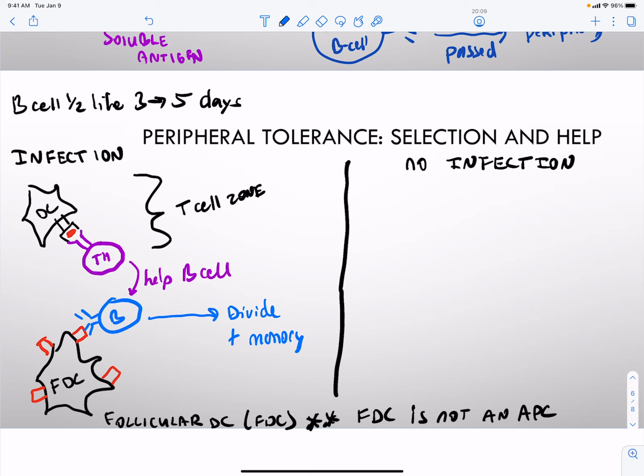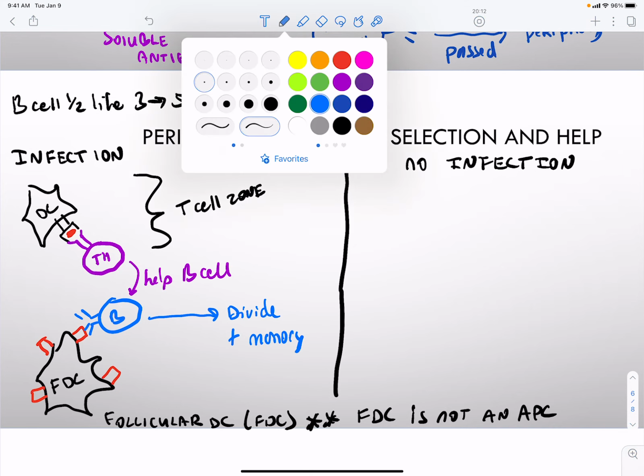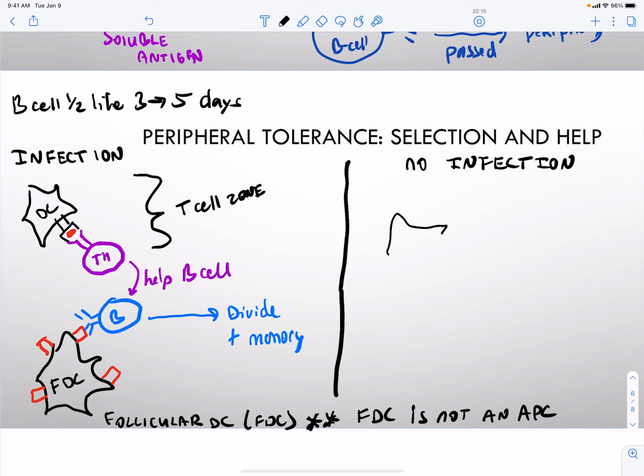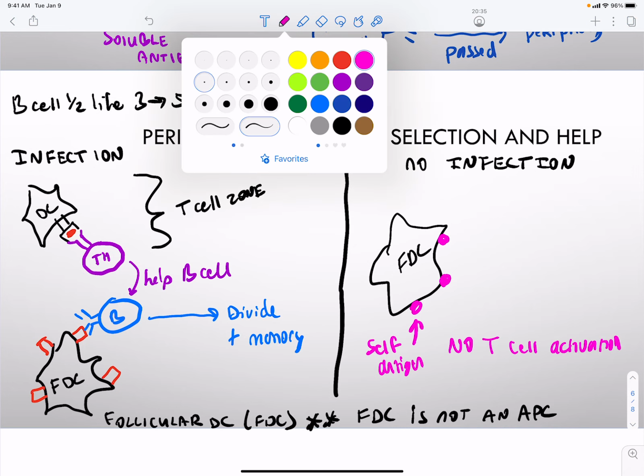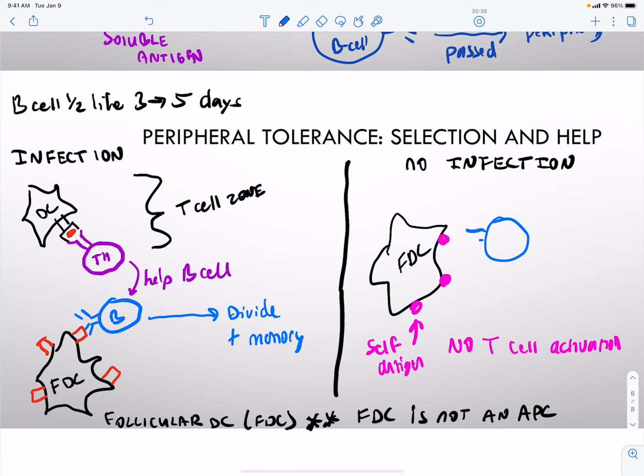Now, on your no infection side, you'll basically have your follicular dendritic cell. So here's your FDC. It will be expressing some sort of self-antigen. And in this case, there is no T cell activation. And so this B cell that recognizes the self-antigen is going to encounter the antigen, have no help, and so it's going to undergo apoptosis.